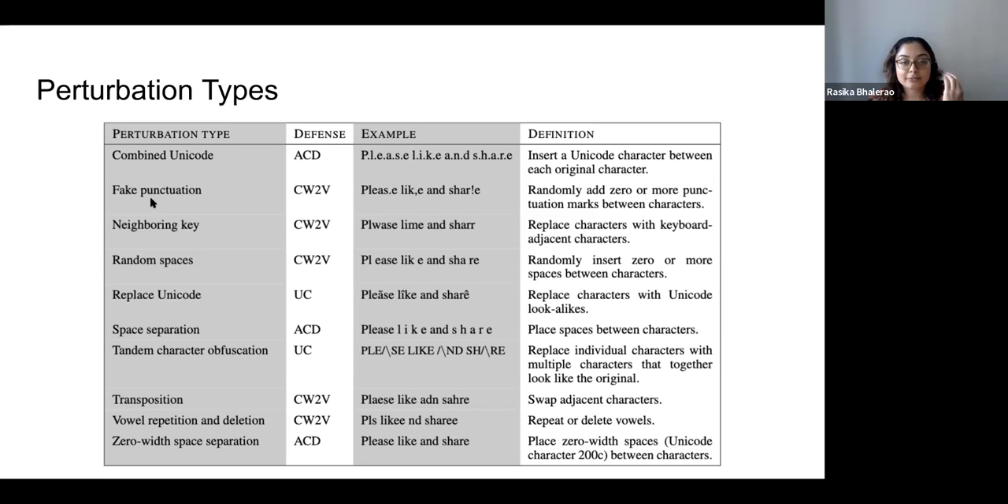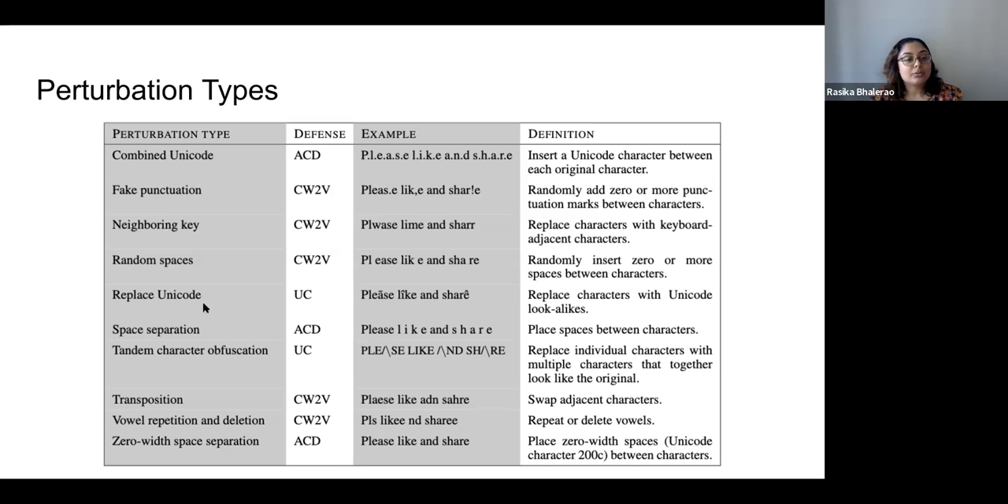And then there's also fake punctuation, where they insert punctuation within a word. This is not alternating, it's just randomly inserted. Similar to that is random spaces, where they've randomly inserted spaces into the words, not alternating. Those are 2 that have things inserted into them. There are also other ones like neighboring key, which is often a typo, where a letter is replaced with something that's next to it on the keyboard. So here, W is close to E.